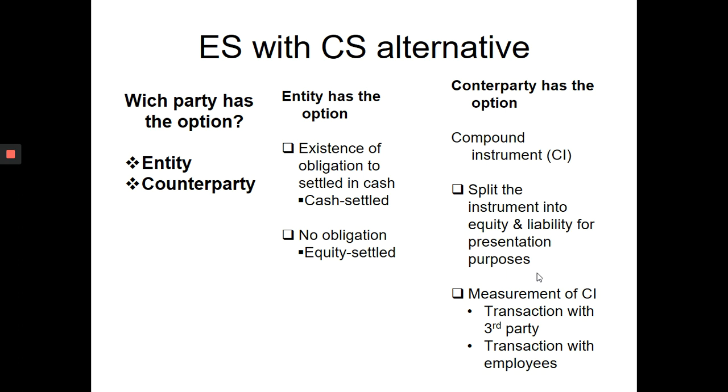Macam contoh, saya beli barang dengan you. Jadi saya entity, you adalah supplier contoh. So kita kena tengok who has the option, sama ada saya yang boleh pilih nak equity ataupun cash settle, ataupun you yang boleh pilih nak equity ataupun cash settle. You kena pasti dulu pilihan tu di tangan siapa. Okay, entity or counterparty, because pilihan di tangan siapa tu menentukan accounting treatment.